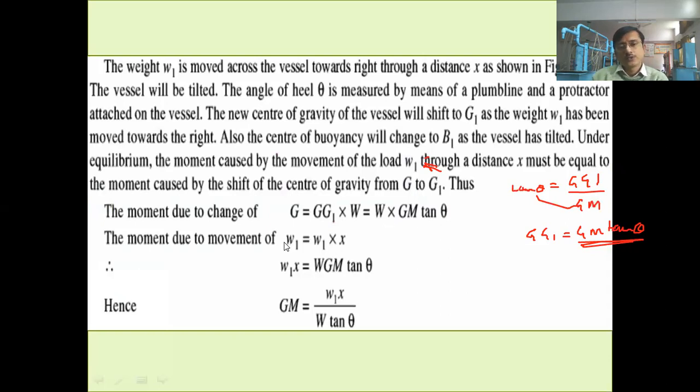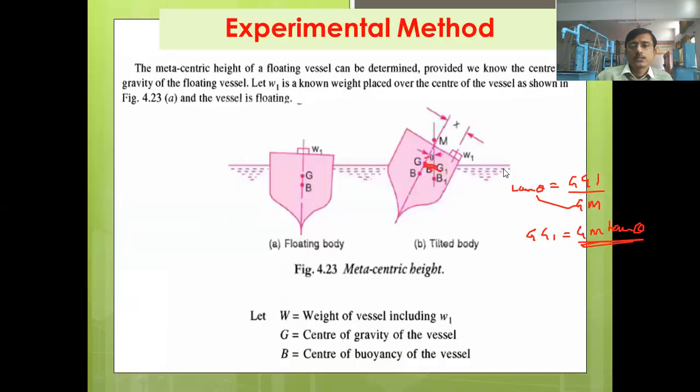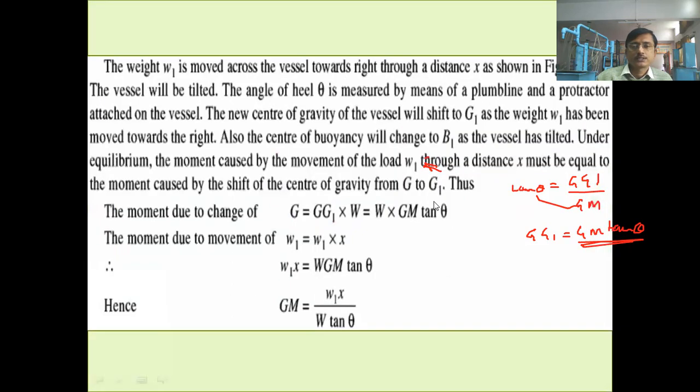Next, the moment due to the movement of weight W1. Now this W1 has shifted from here to here, and the moment created because of it, how to find that? It is the weight force W1 multiplied by the distance x. You will get the moment due to the movement of this weight W1.